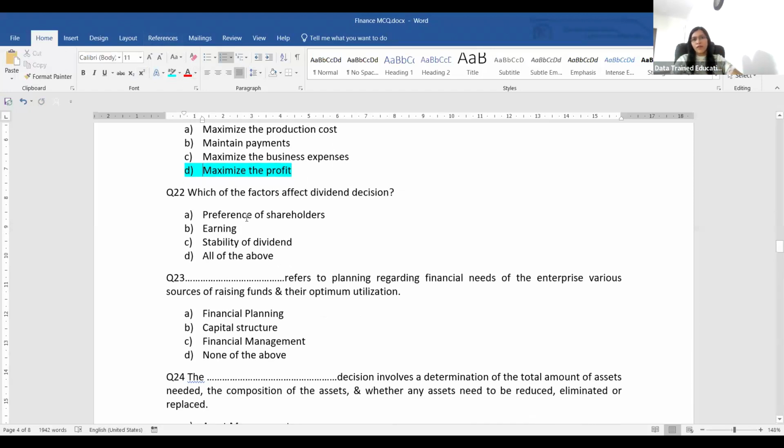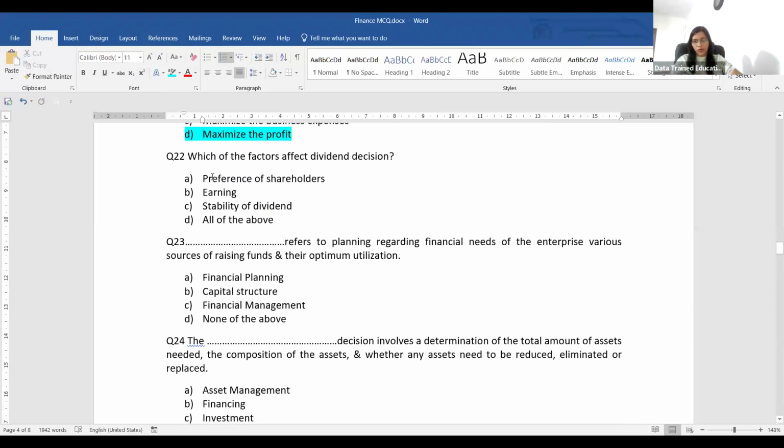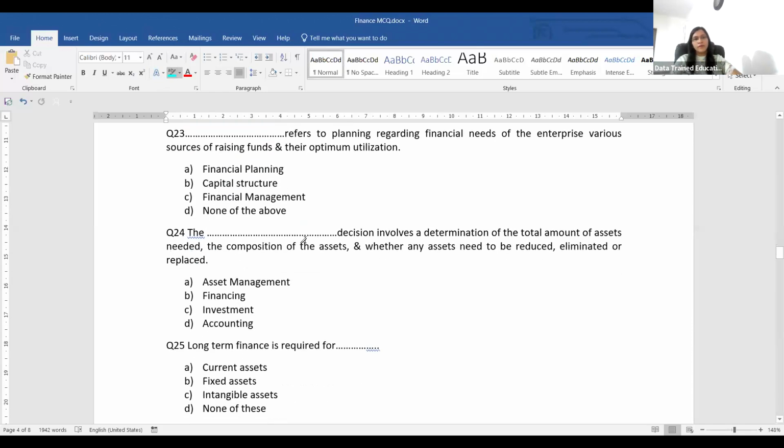Which of the factors affect the dividend decision? Preference of shareholders, earnings, stability of dividend, or all of the above? Question number 22. All right, so preference of shareholders, earnings, stability, everything. Now next is dash refers to planning regarding financial needs of the enterprise, various sources of raising funds and their optimum utilization. Financial planning, capital structure, financial management, none of the above.